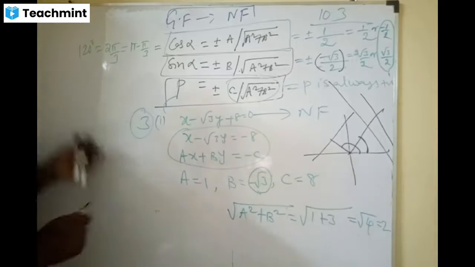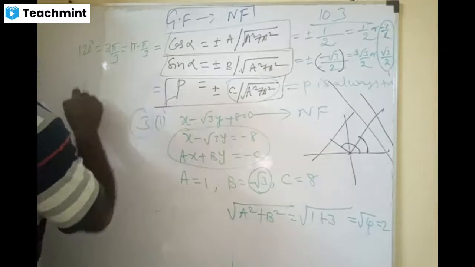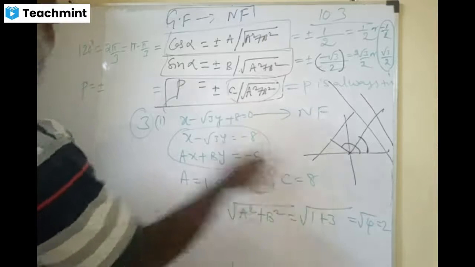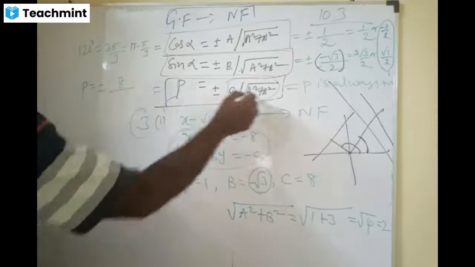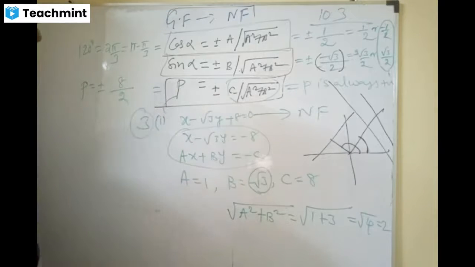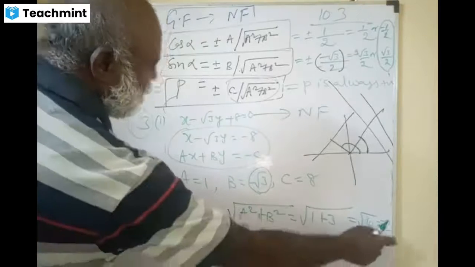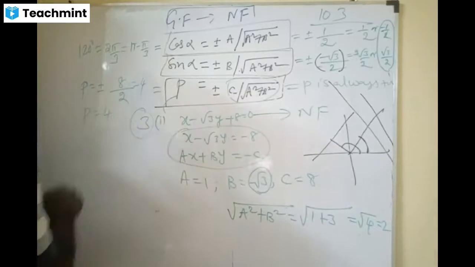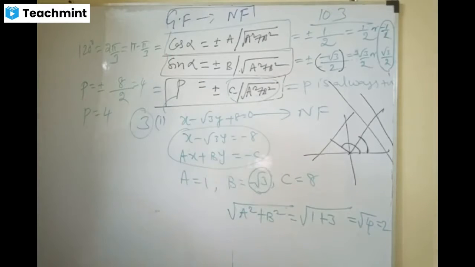Then also you find out P. P equals plus or minus C. What is C? C is 8 by 2. The root of a square plus b square is 2. So this becomes 4. So P equals 4. That's it. P equals 4. Is it clear?